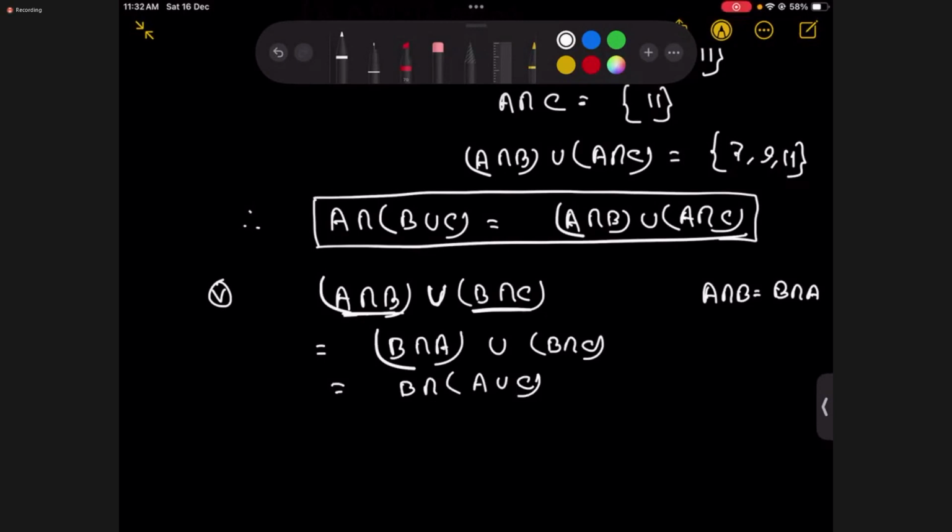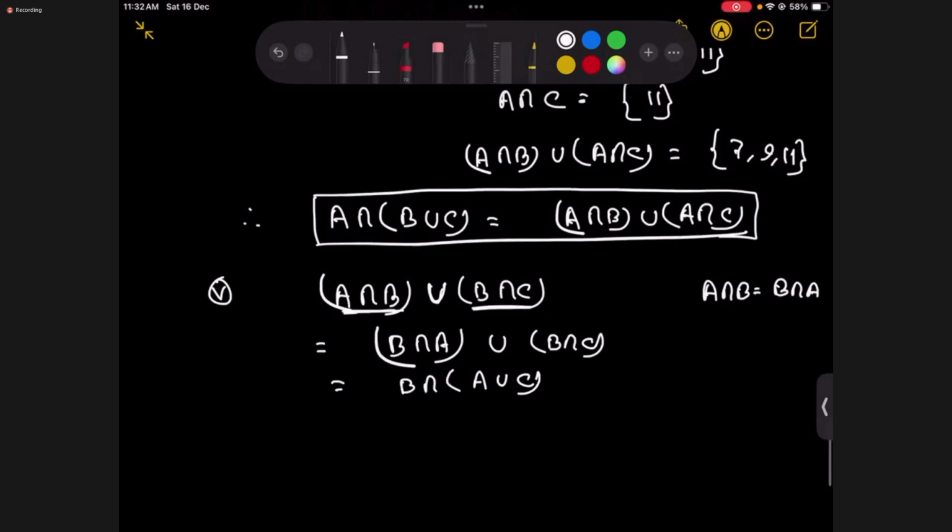Okay, so don't get confused whenever the things are looking a little different. We can use distribution law even though they are not in the format of distribution law. You just need to rearrange the terms accordingly. Okay.